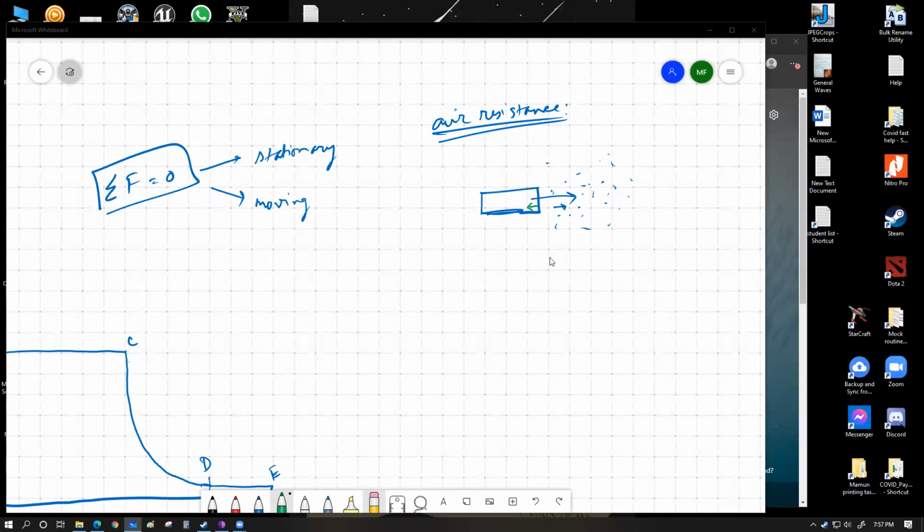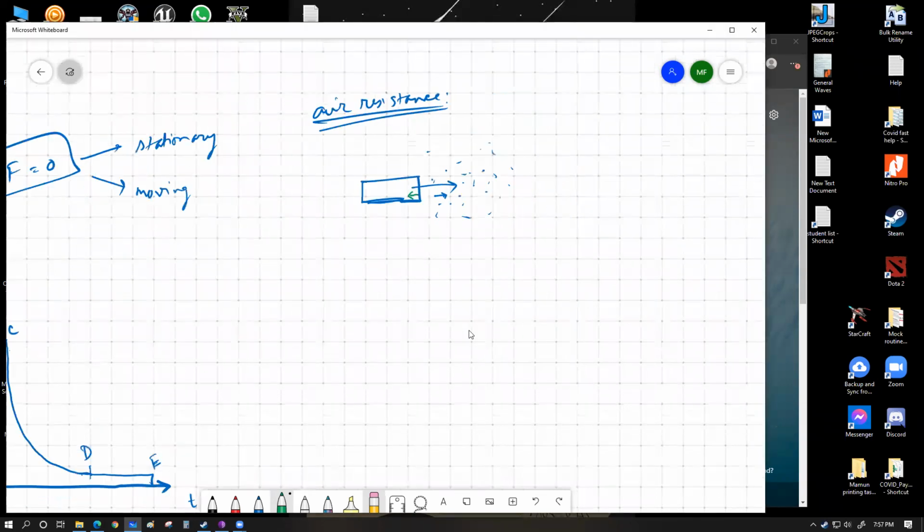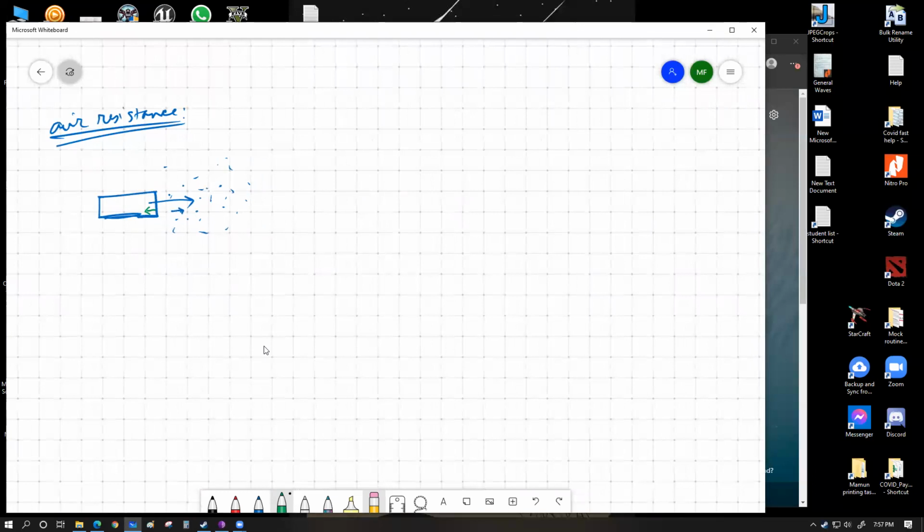Each collision that the object makes with the air particles is going to result in some backward force. Now, an individual collision, one collision that the object makes with one air particle, would be very small. But whenever the object keeps moving through the atmosphere, it keeps colliding with a large number of air particles. Let me give you a simple idea.